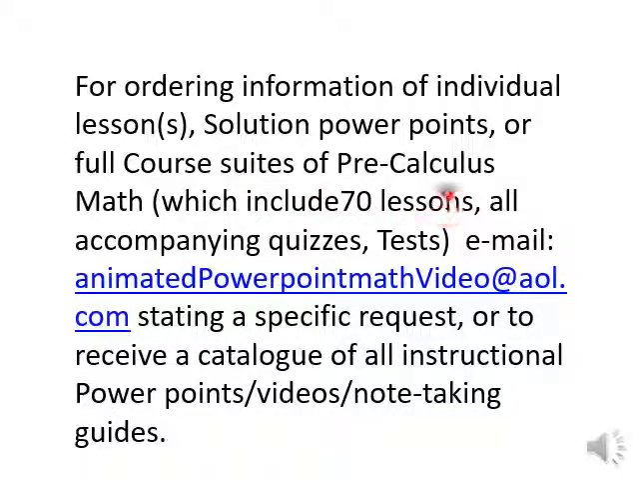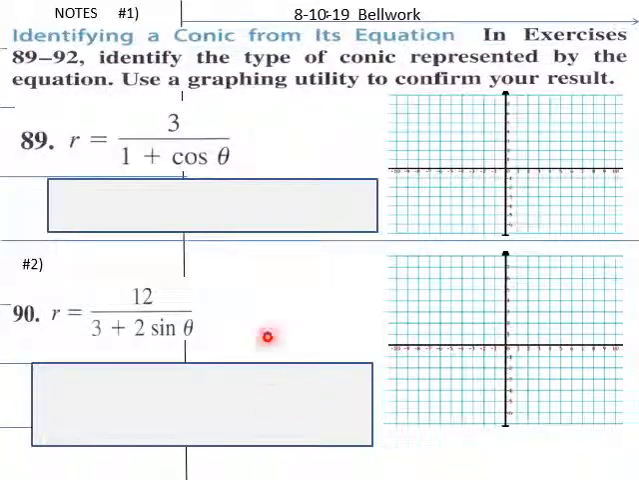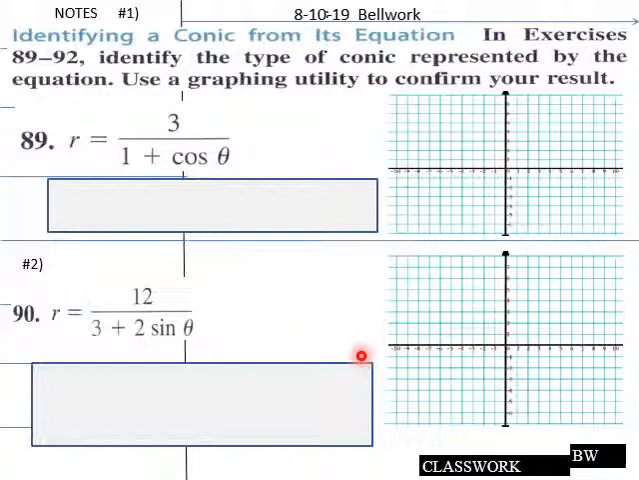Hello everybody, getting ready to do lesson 11.2 part 1 classwork for pre-calculus math today. For today's classwork lesson you've got 10 points to go in your notebook guide, and then 44 points here on your classwork sheet. So have those out, and then we go into our bell work.